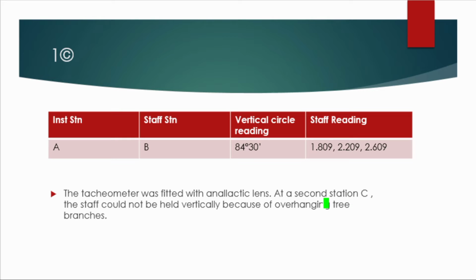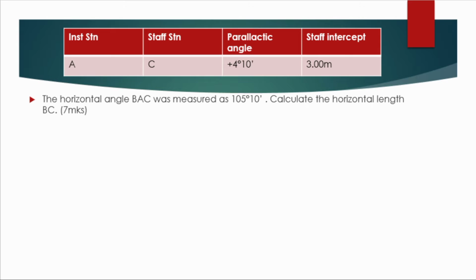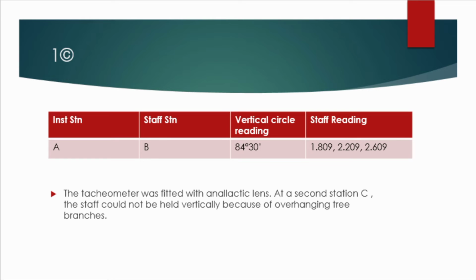At a second station C, the staff could not be held vertically because of overhanging tree branches. So this was just a continuation of the question. So the staff, we were unable to view the staff there. Again, I had this question in a blurry screenshot, so I wasn't able to put it here for easy visibility.